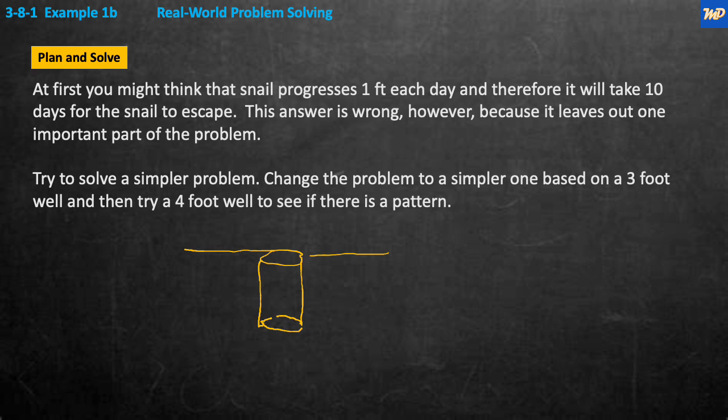Okay, simple. So this right here we're going to go with 3 feet. This is 3 feet right here. And so I'm going to divide this into thirds. Okay, so this is 2 feet, 1 foot, and 0 feet. Okay? So the snail's down here on the bottom. Here's a little snail.